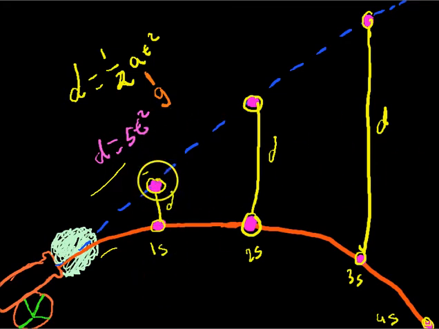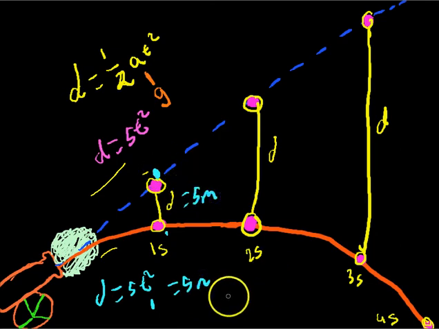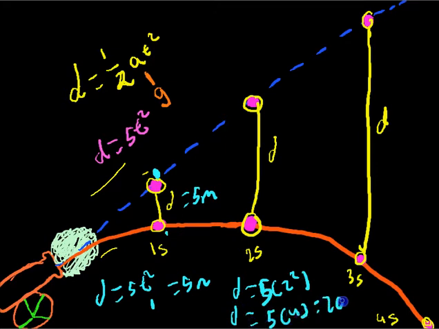We want to find the distance between the ideal path ball and the actual path ball at second 1. D is equal to 5t squared, so 5 times 1 squared is 1, equals 5 meters. So D equals 5 meters. Now let's do it for 2. D is equal to 5 times 2 squared. D is equal to 5 times 4 equals 20, right? So D equals 20 meters.